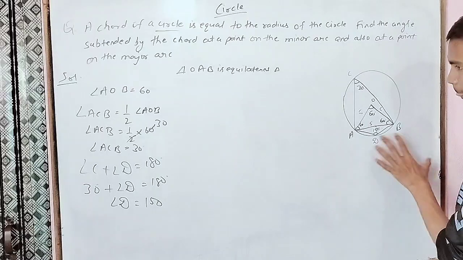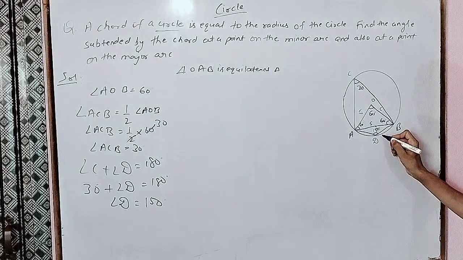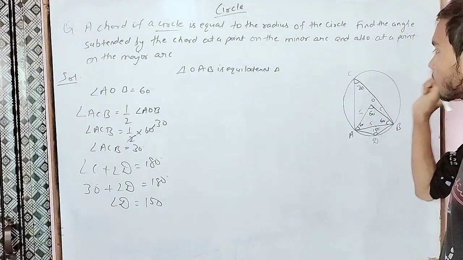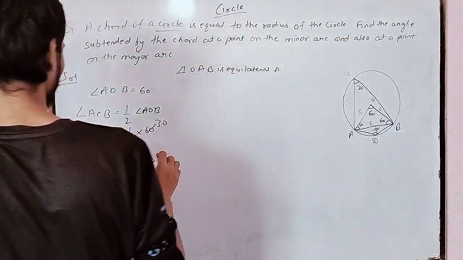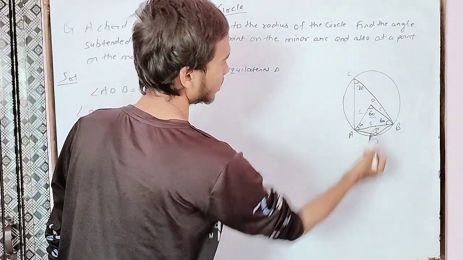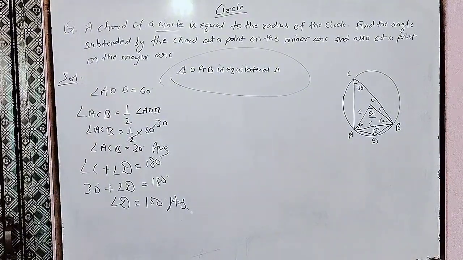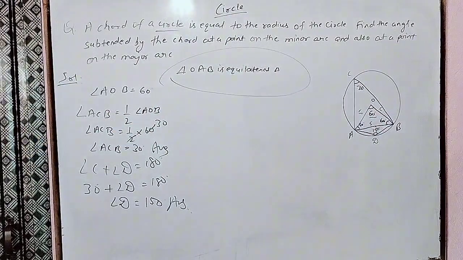We have found the answer of each part that was asked in this question: the measure of this angle, this angle, and this angle. That's all. We have found this angle by the equilateral triangle. I am going to write the next question. The next question is also easy.